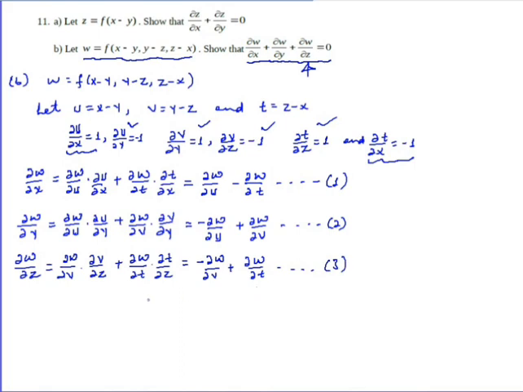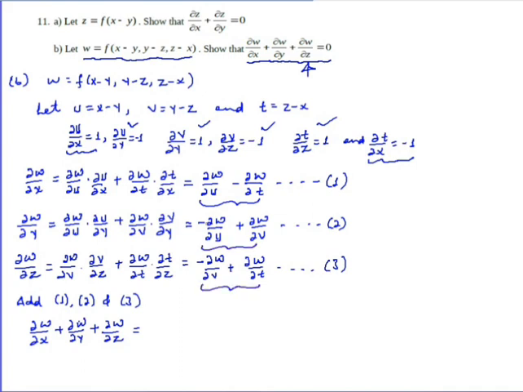Now we can directly add equations 1, 2 and 3. Adding all these equations will give us, when we sum all three, the partial derivative of w with respect to x plus the partial derivative of w with respect to y plus the partial derivative of w with respect to z. We add all these and collect like terms.